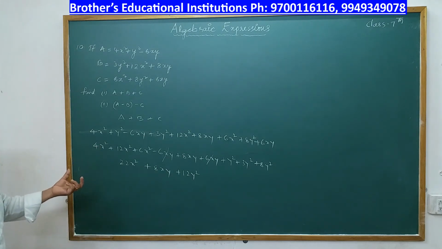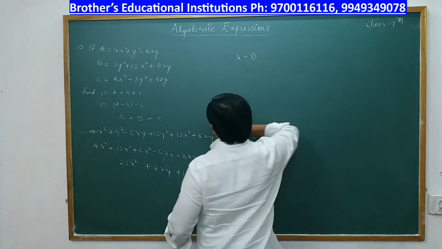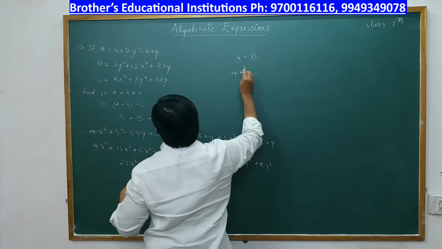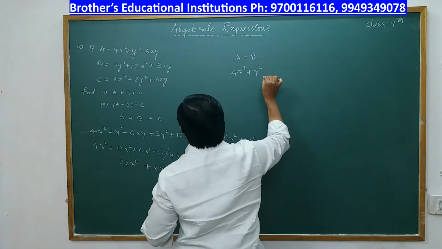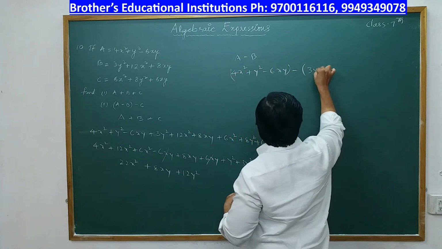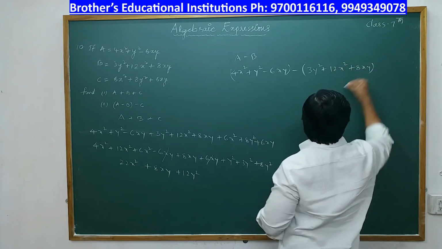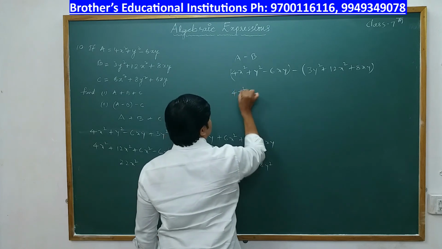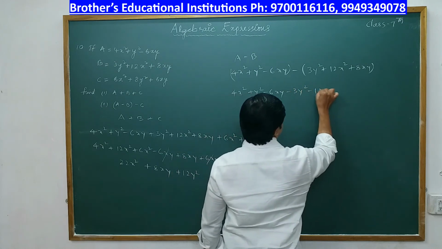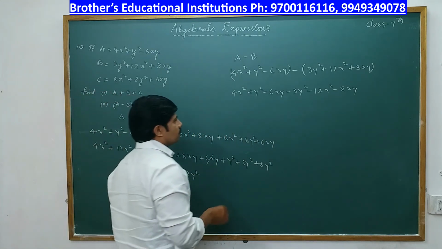Now we have to do a minus b minus c. First we do a minus b. So what is a minus b? a is 4x square plus y square minus 6xy. Then minus of b is 3y square plus 12x square plus 8xy. So 4x square plus y square minus 6xy minus 3y square minus 12x square minus 8xy.